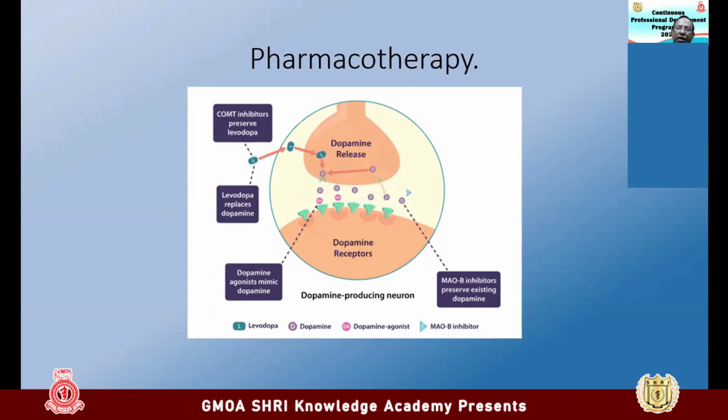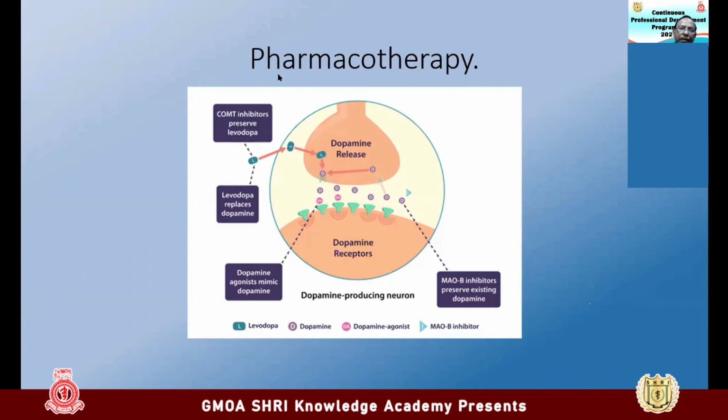The other one is certain drugs called MAO-B inhibitors, such as selegiline and rasagiline. They preserve existing dopamine. That's why a lot of research is going on whether these MAO inhibitors can be used as a neuroprotective agent. Unfortunately, studies have not given sufficient data on that aspect. The MAO-B inhibitors preserve whatever existing dopamine there is, so theoretically they should be able to slow down the disease progression.